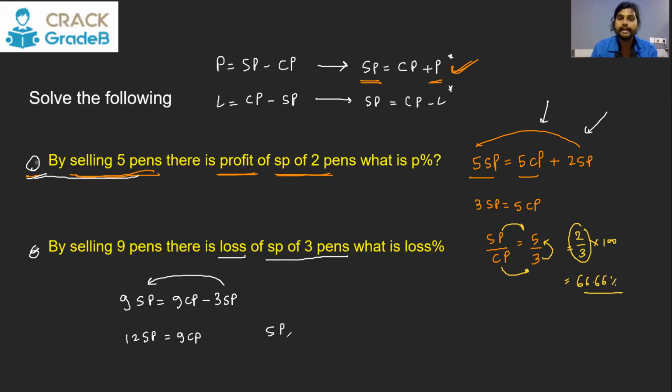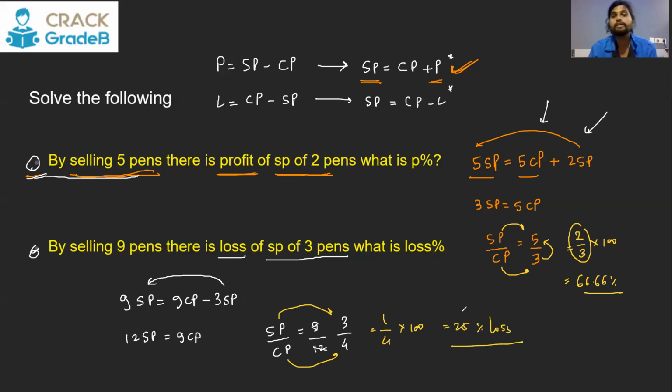And then you can again write SP upon CP is equal to 9 upon 12. Dividing it by 3 makes it 3 upon 4. And then you can again analyze: 4 rupees worth of stuff, you are selling it for 3. That means there is a loss of 1 on 4. That makes this a 25% loss. 25% loss. 1 by 4 is 25%. Easy?